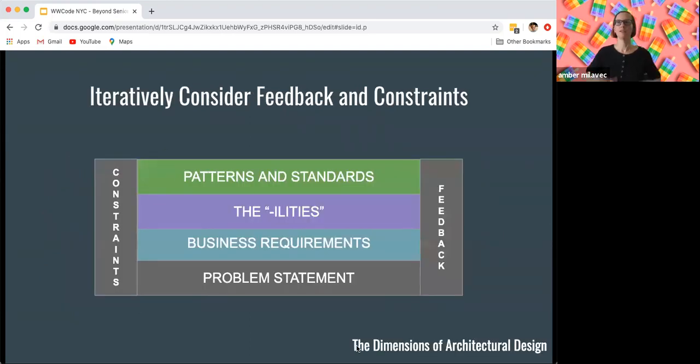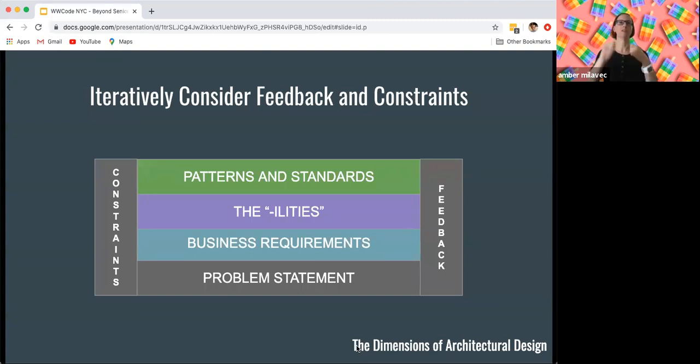All right, so we have our 4 layers of our cake. We've thought about all the things. And then on the side of those, we want to add in our constraints and our feedback. So we want to think about what are the constraints that we have. I mentioned a few earlier on, like our budget and our time and how many people we have to work with, and then get feedback all along the way.